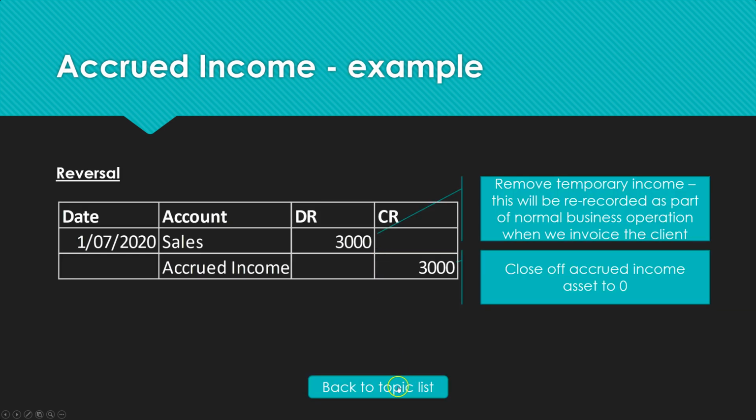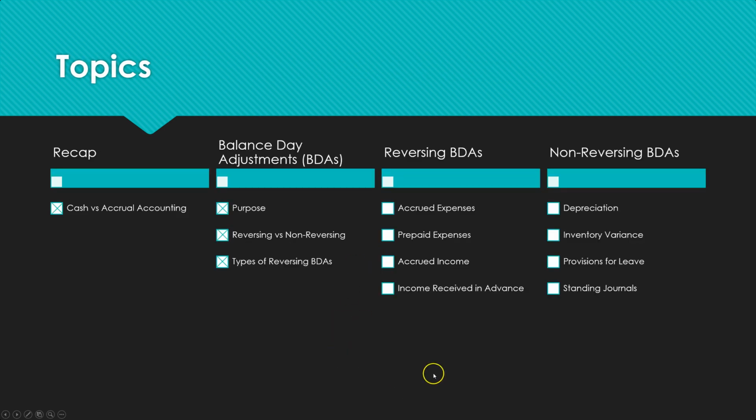All right, so I've got to go back to my topic list now. Where are we up to? We've just done accrued income. So the very last reversing balance day adjustment that we're looking at today is income received in advance.